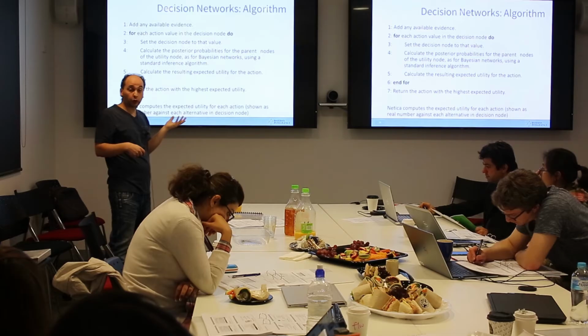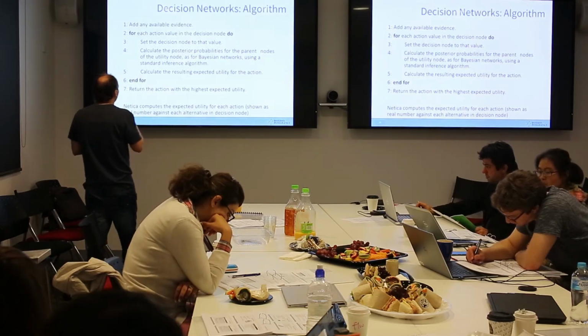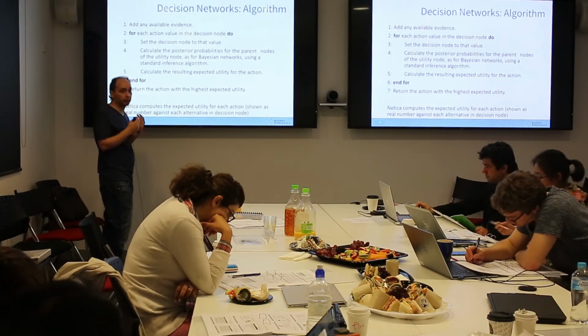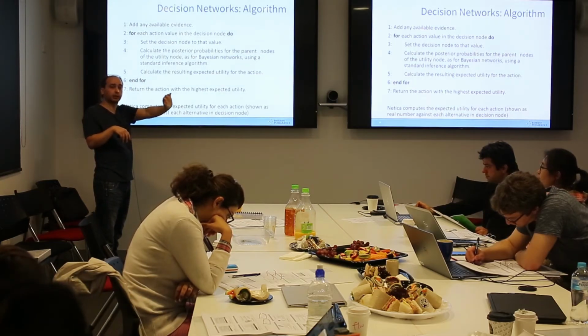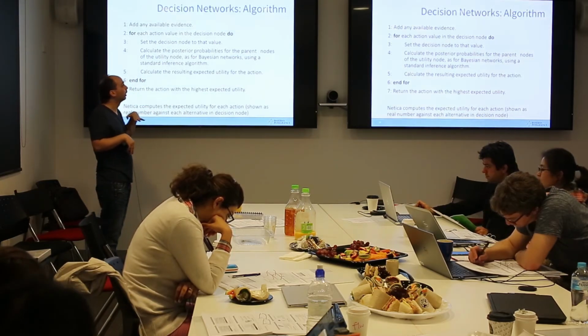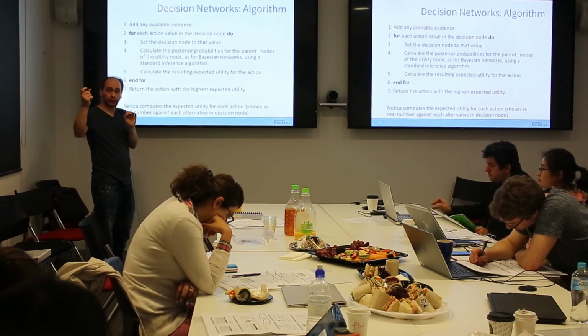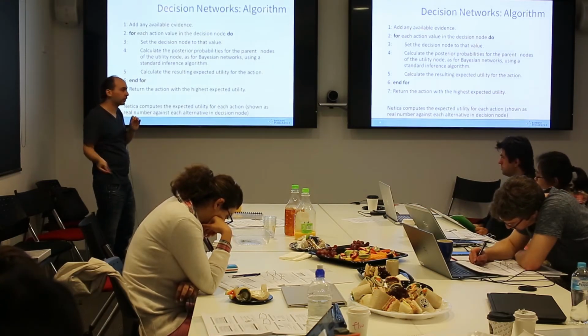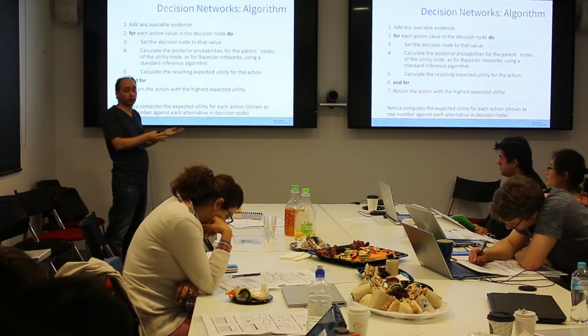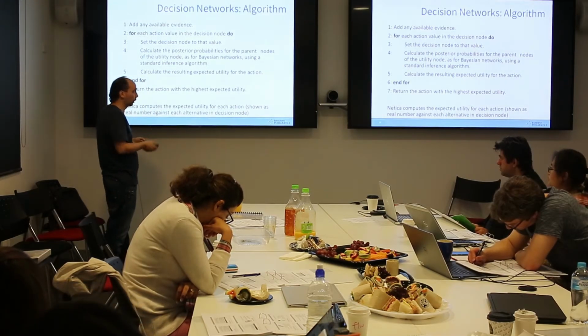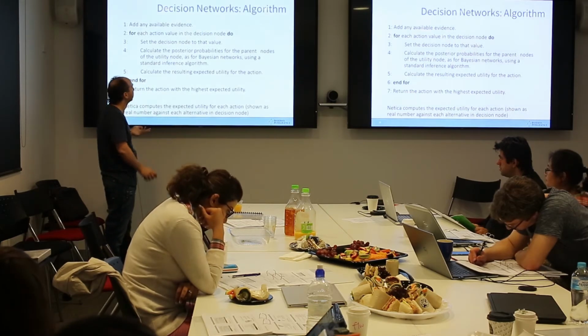So once you've built this network, a procedure for working out which action you should take is to go through, set the decision node to that value, so set accept bet to that value, and then calculate the expected utility based on the probabilities. That's something that you don't have to do manually; something like Netica will do it in the background for you. And I'm quite sure Agena Risk does too, although I haven't actually looked.